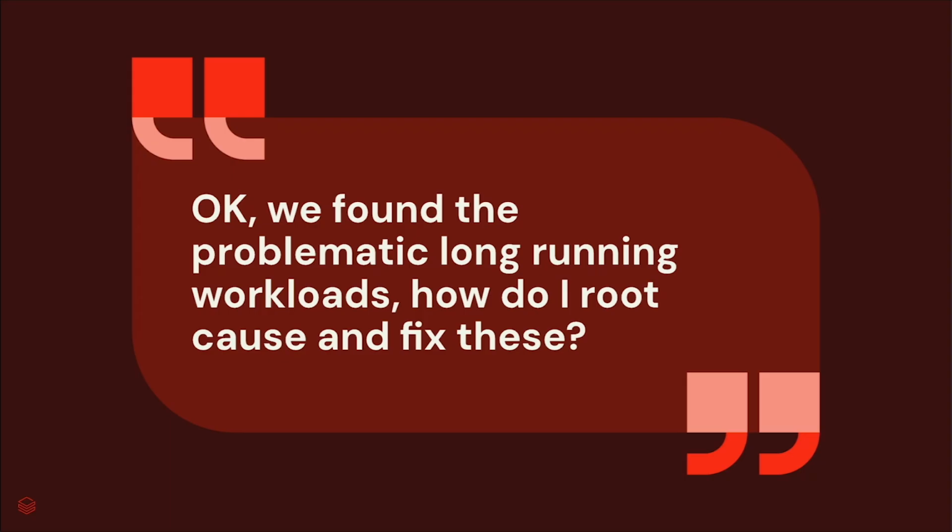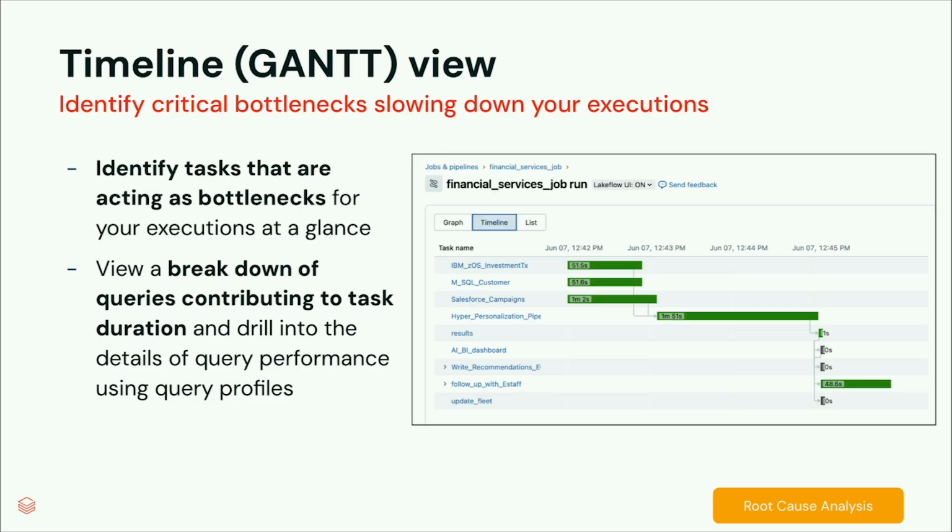All right, let's change gears a little bit. So we talked a lot about monitoring and finding issues. So let's talk a bit about root cause analysis. And we're going to start with what I'm going to say is a very common scenario. So I just found a job which is running for way too long. So how can I drill into this and figure out how I can fix this?